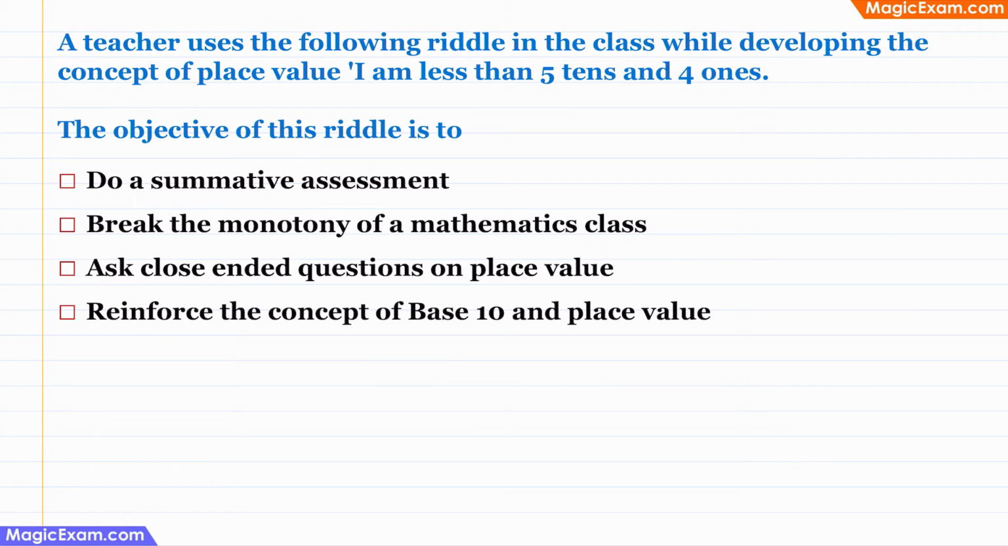A teacher uses the following riddle in the class while developing the concept of place value. I am less than 5 tens and 4 ones. The objective of the riddle is to do which of the following. Now, what is this 5 tens and 4 ones? 5 tens is 50 and 4 ones is 4. So 54. I am less than 54. So it can be any number which is less than 54.